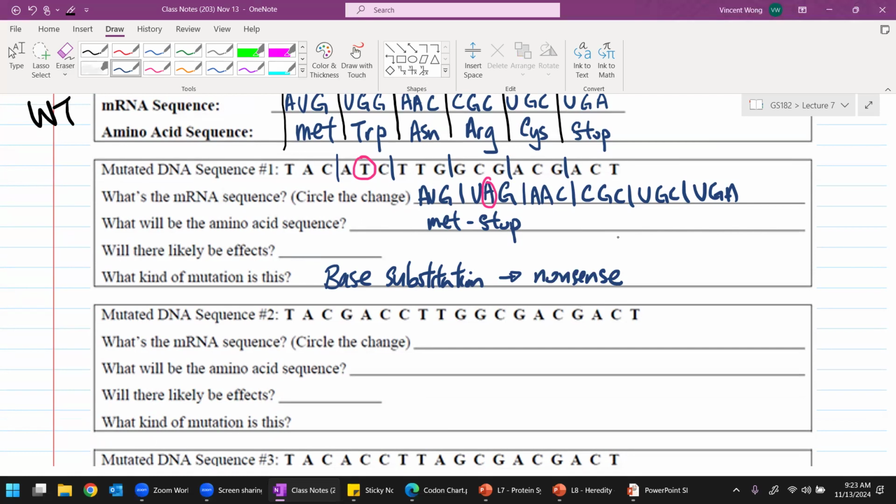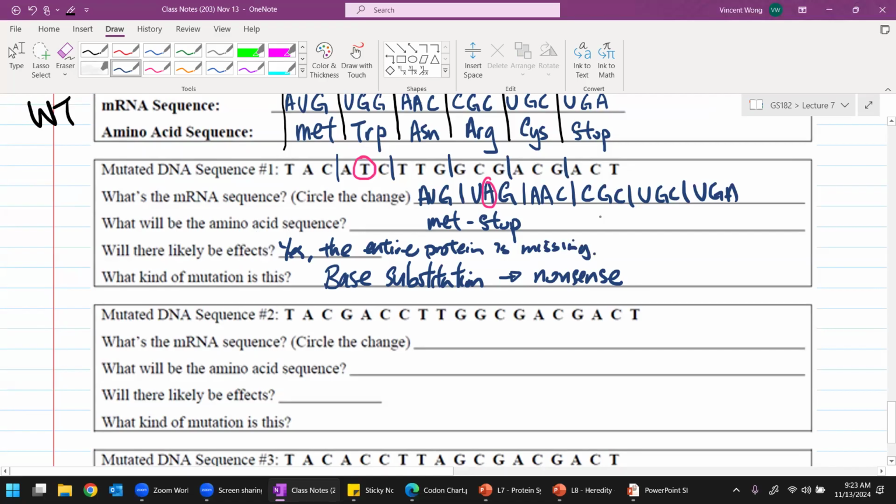Will there likely be effects? Well, yeah. I mean, in general, it depends. But then for this specific example, is there going to be a problem? Yes, because the protein is gone. You didn't make the protein. You only have the methionine and then it stopped. Okay? So will there likely be effect? Yes. The entire protein is missing.